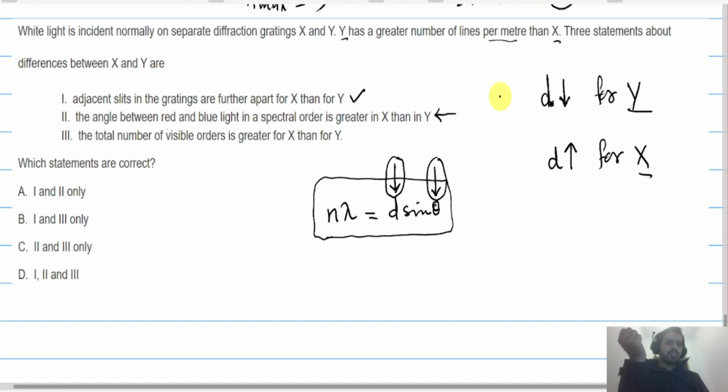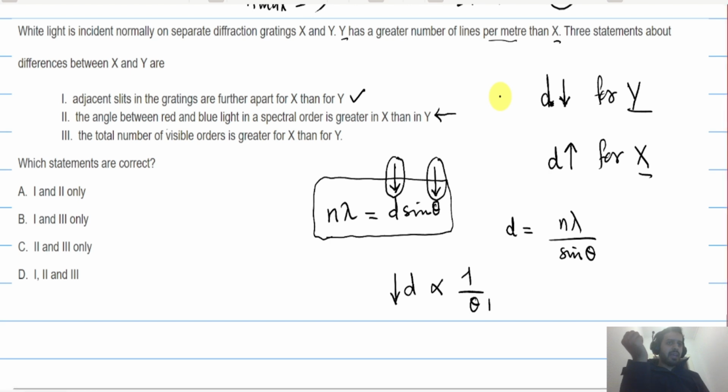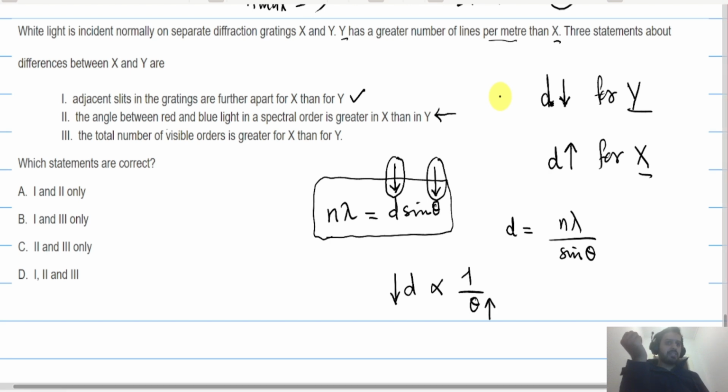Now again, to see this relation, the two variables that we want to compare, we must have those variables on opposite sides of the equal sign. So what we can do is we can divide both sides by sine theta, and then we can see the equation will be d equals n lambda divided by sine theta. So we can see that d is inversely proportional to angle theta, which means that if you decrease d, the angle will increase. Now let's see if this is consistent with the second statement.